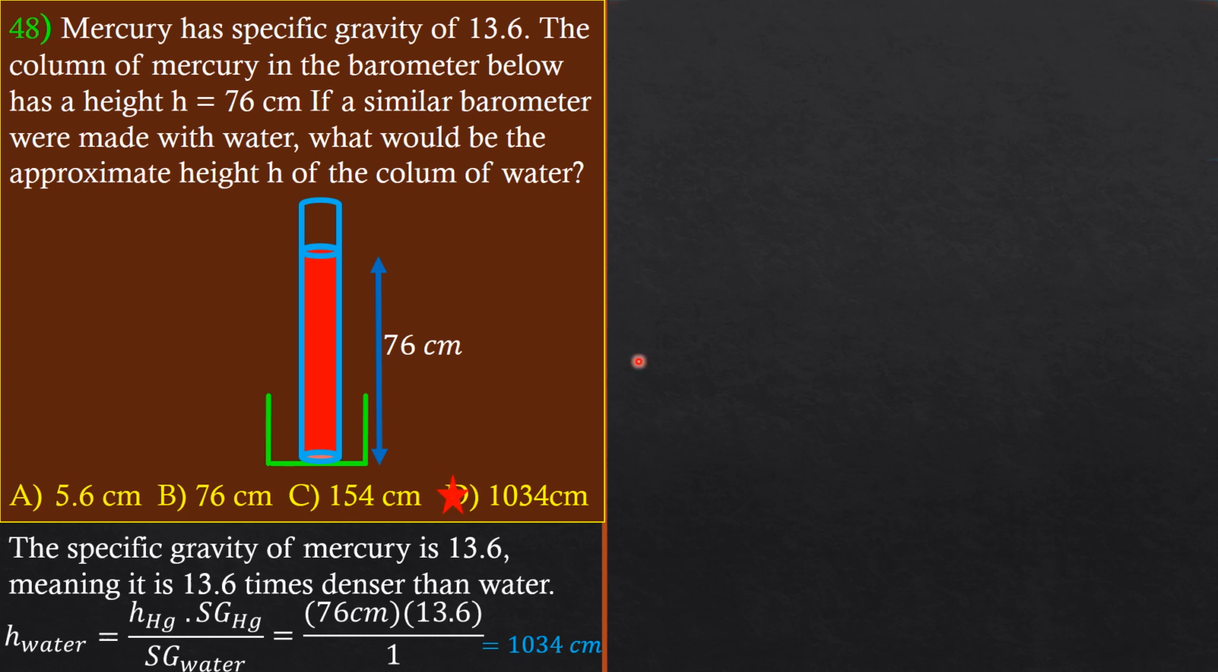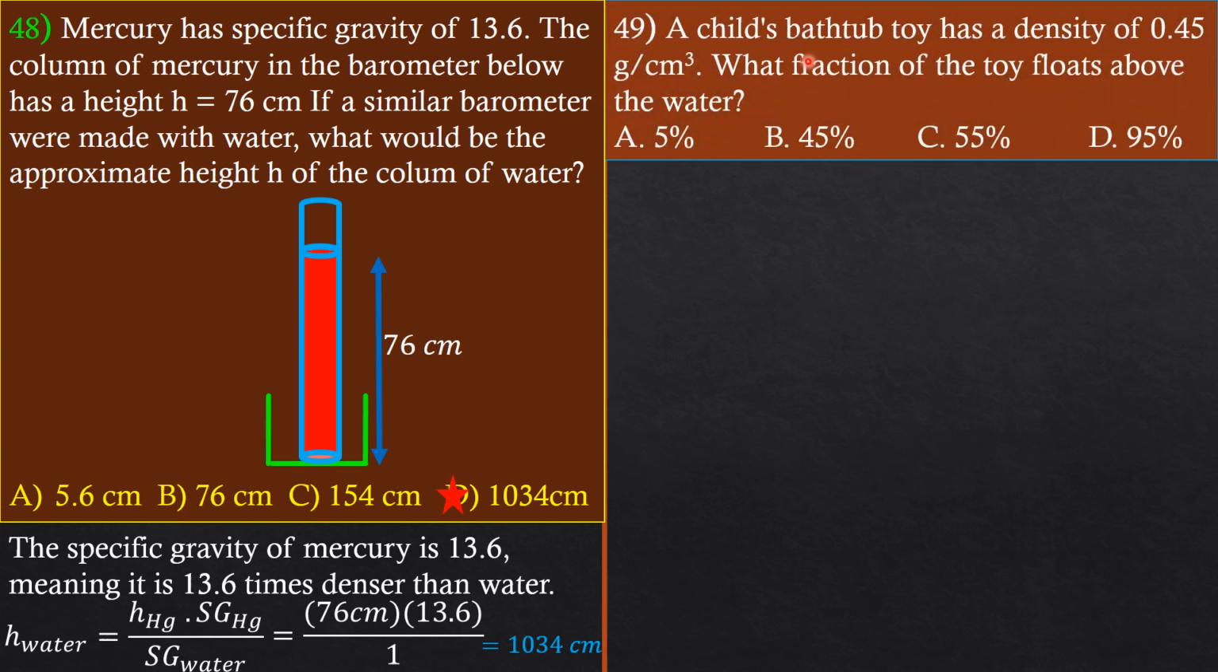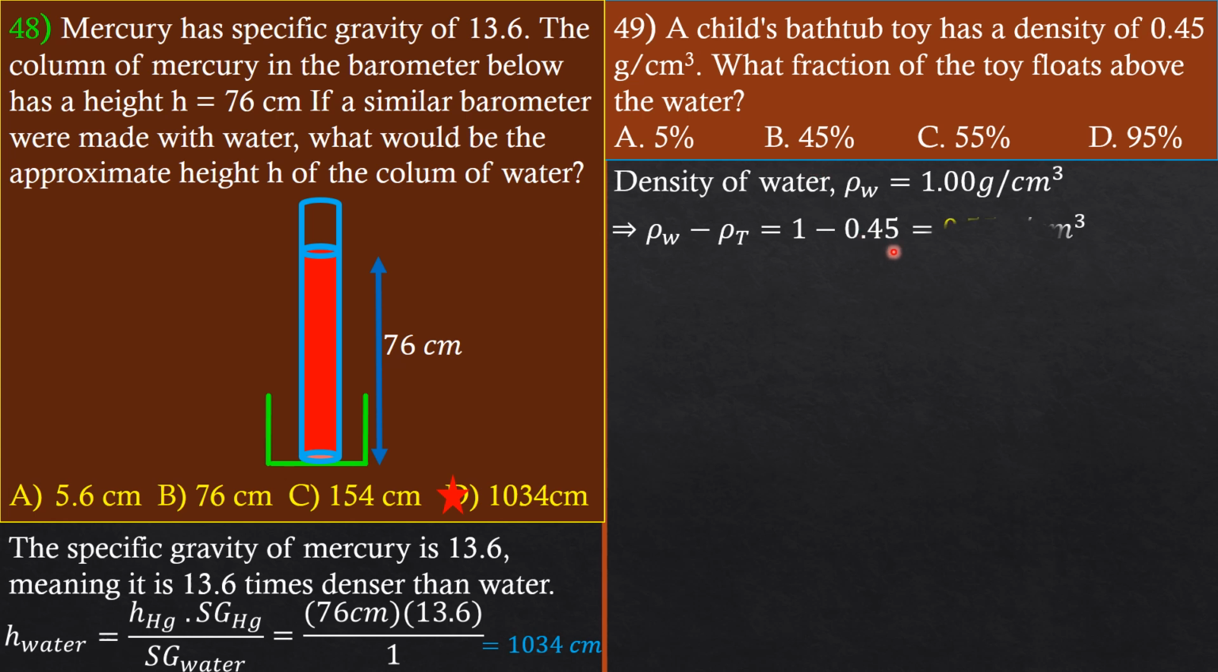Okay, guys, question 49 reads that a child's bottom toy has a density of 0.4 grams per cm cube. What fraction of the toy floats above the water surface? Okay, guys, let's not forget that the density of water, as you all know, is 1.00 grams per cm cube. Now, to get the fraction that floats, we simply have to take the density of water minus the density of the child's toy, which is going to be given as 1 minus 0.45, which gives us an answer of 0.55.